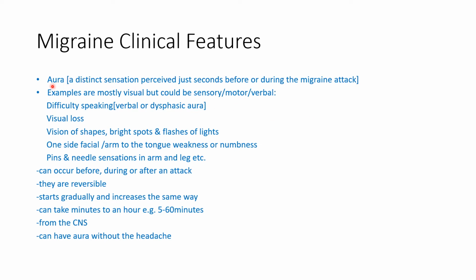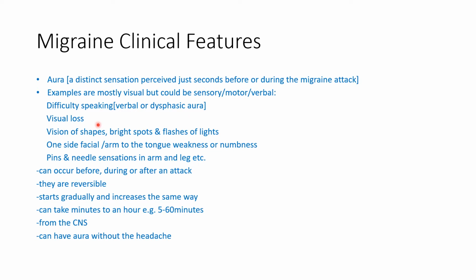Then the second stage is aura. This is a distinct sensation perceived just seconds before or even during the migraine attack. Examples abound, but they are most visual in origin, but could be sensory, motor, or verbal. For example, the verbal could be difficulty speaking. Some term this as dysphasic aura.